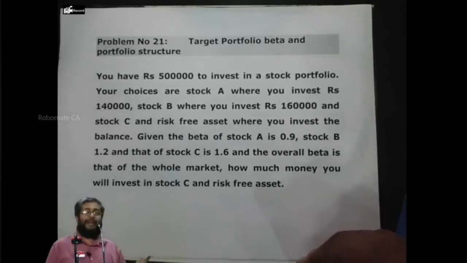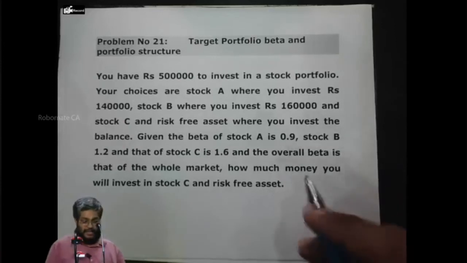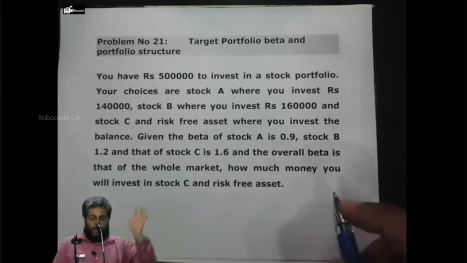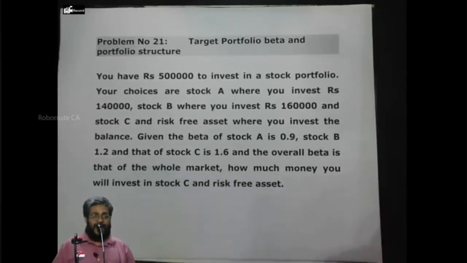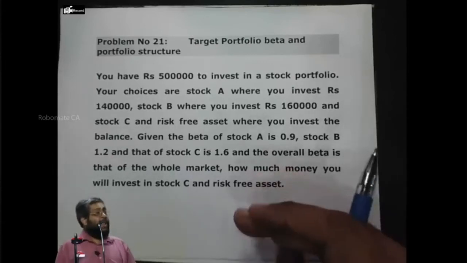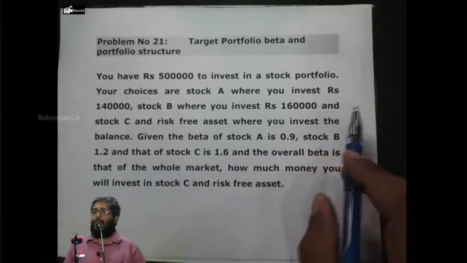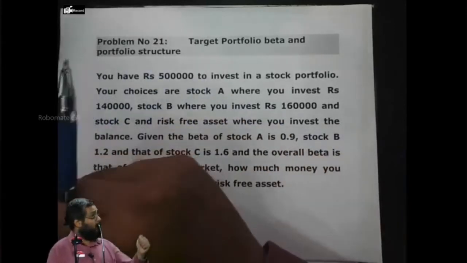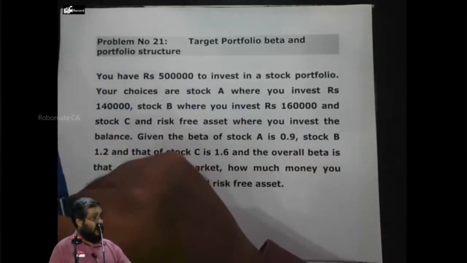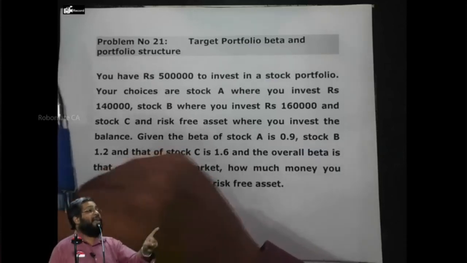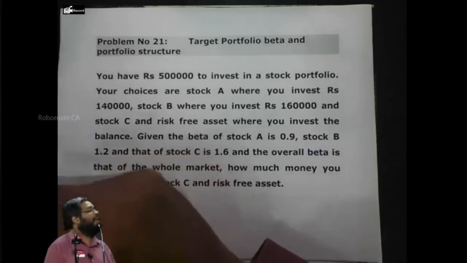The beta, right or not? Now the question is: I have already decided how much to invest, 5 lakhs. I have already decided how much to invest in A and B: 1 lakh 40 and 1 lakh 60. The question is, how much should I invest in C, and in the risk-free asset, so that the beta of the portfolio becomes 1? This is the question.